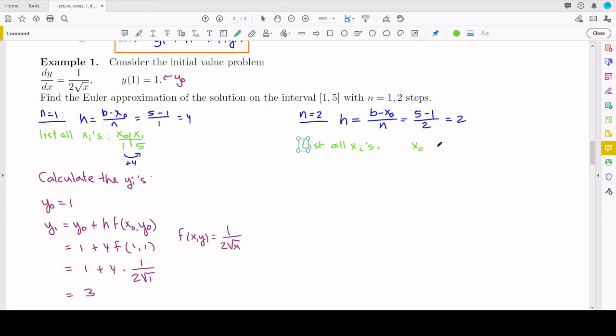We now have 3. We have x naught, x1, and x2. X naught is 1. Then we add h to that, we get 3. And then we add h to that again, and we end up in 5. Right, so we have plus 2 and then plus 2.